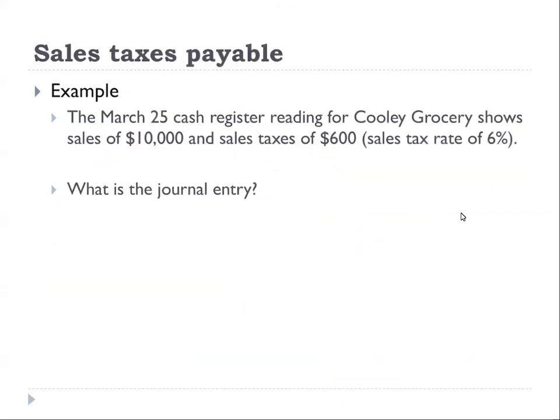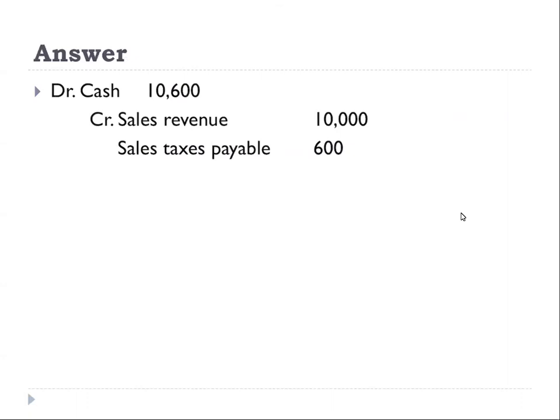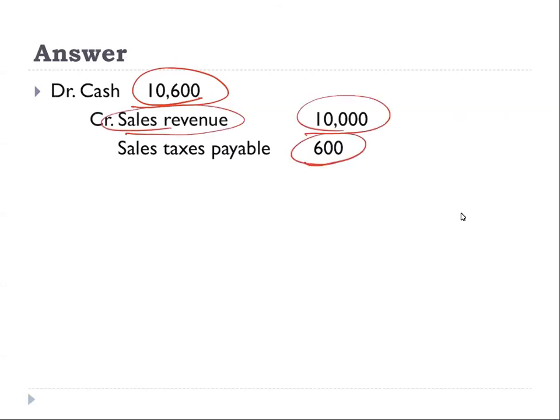Another important kind of current liability is called sales tax payable. Here's an example about sales tax payable. The sale of 10,000, sales tax 600, which reflects a sales tax rate of 6%. What is the journal entry? So the journal entry here is the firm gets cash 10,600. However, only 10,000 is the firm's sales revenue. Another 600, that's actually a liability for the firm.